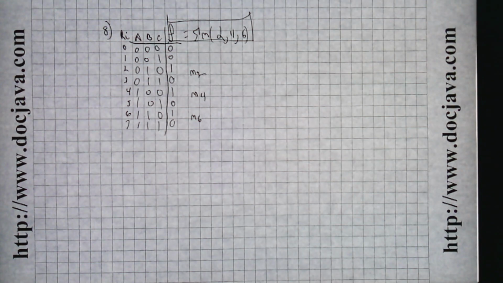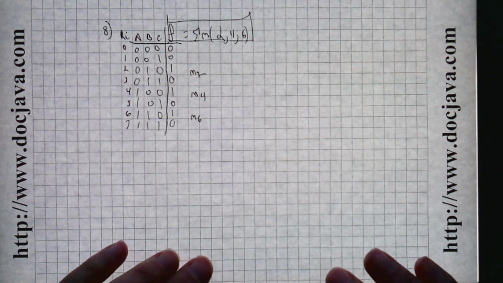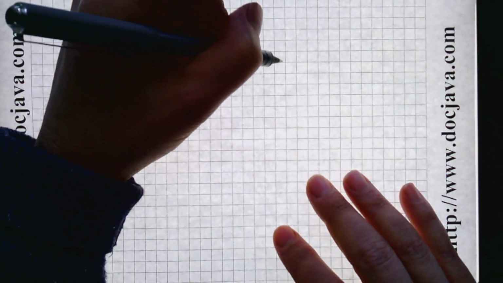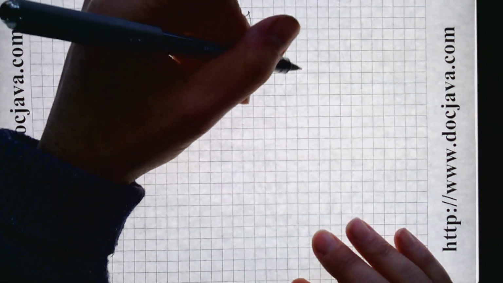Number 24. Yep. Let's do that. 24. What's the question? A 3 to 8 line decoder is connected as shown. Okay. I get it.